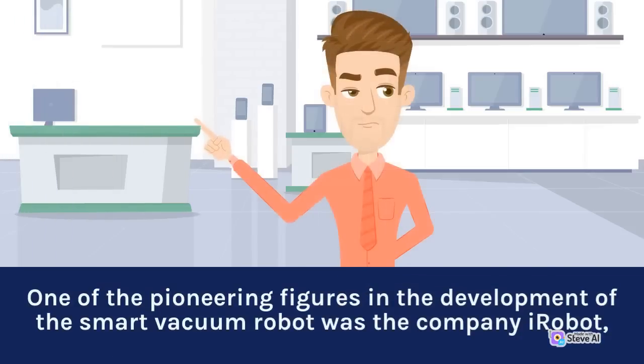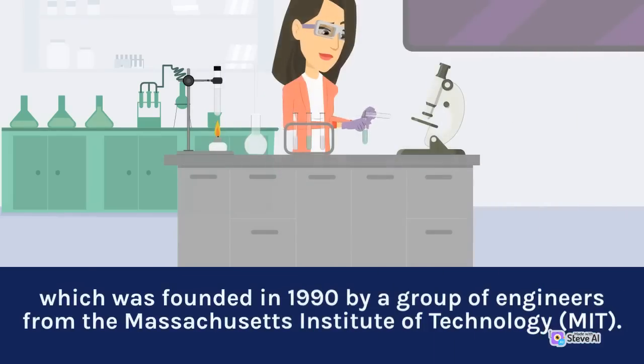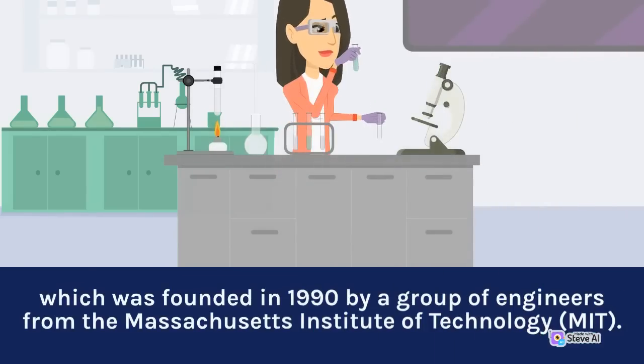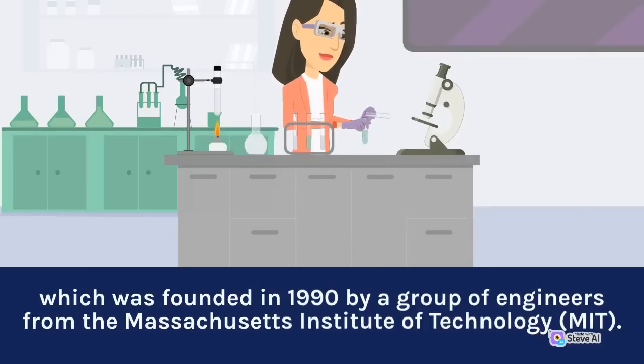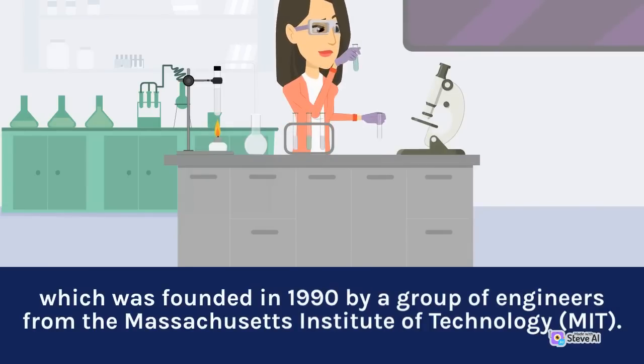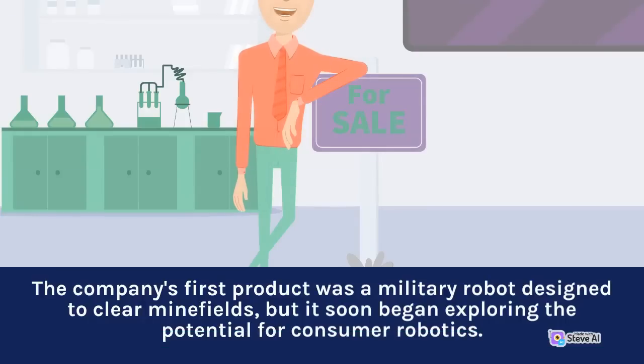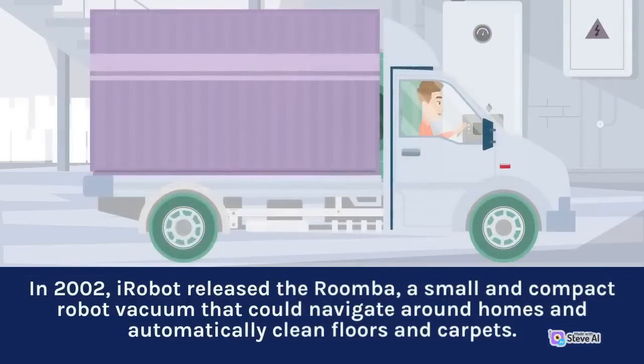One of the pioneering figures in the development of the smart vacuum robot was the company iRobot, which was founded in 1990 by a group of engineers from the Massachusetts Institute of Technology, MIT. The company's first product was a military robot designed to clear minefields, but it soon began exploring the potential for consumer robotics. In 2002, iRobot released the Roomba, a small and compact robot vacuum that could navigate around homes and automatically clean floors and carpets.